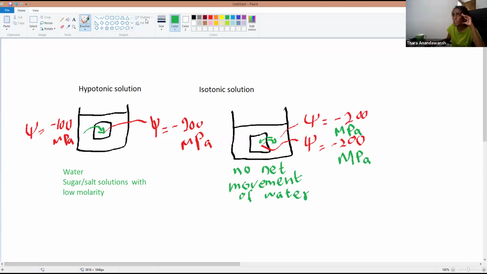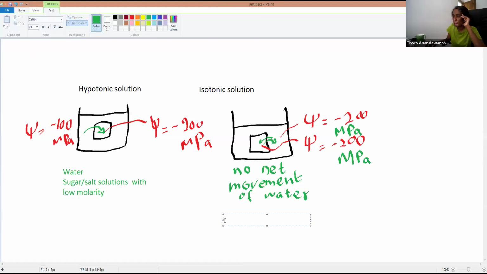Examples for this kind of solution, what can we say? In an accident, a tooth has come out. So how do you bring it to the hospital? You'll be putting it in what?